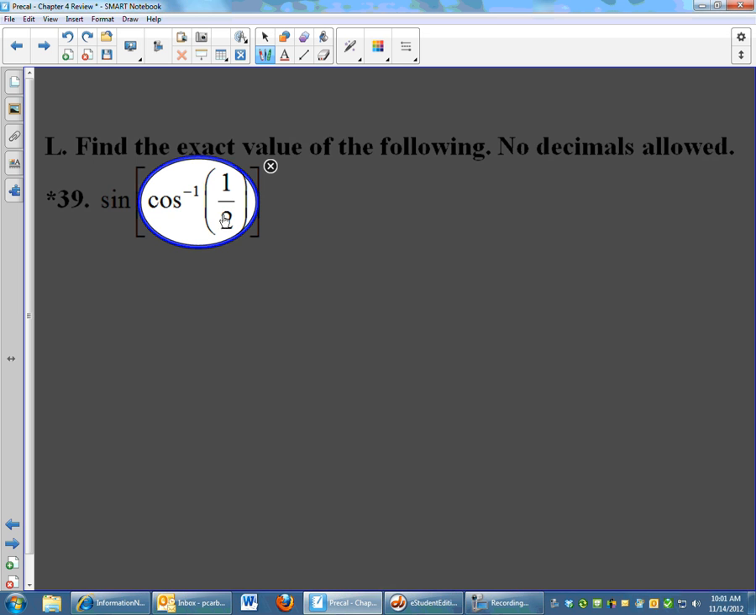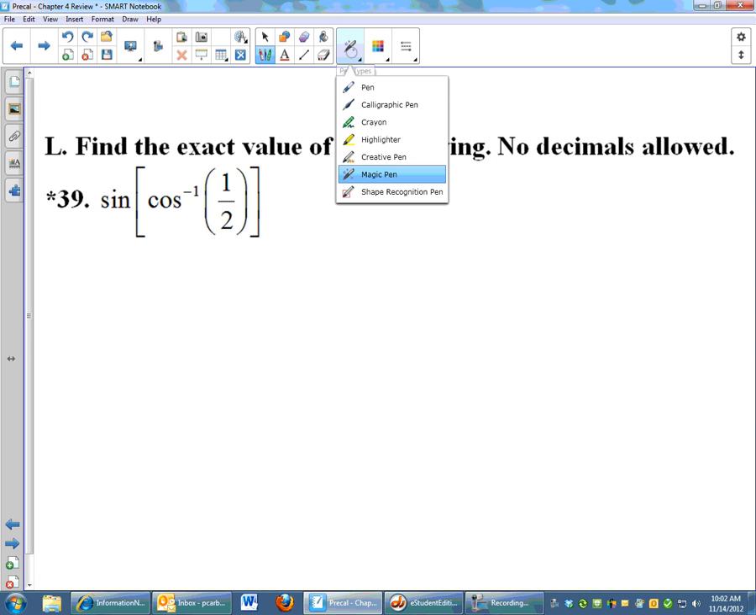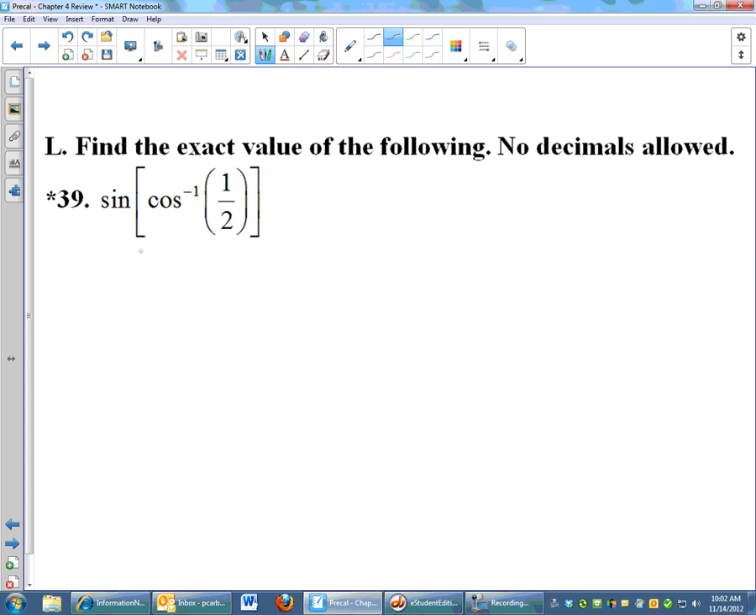So what I see here, the inverse cosine of 1/2, I recognize that if I look only at the inside here, this piece right here is saying that cosine of some angle is equal to 1/2, and that's on the unit circle.